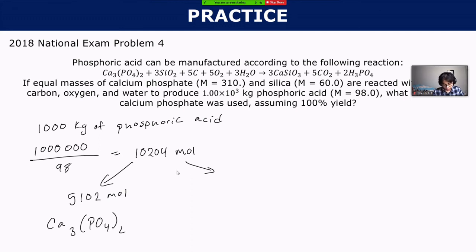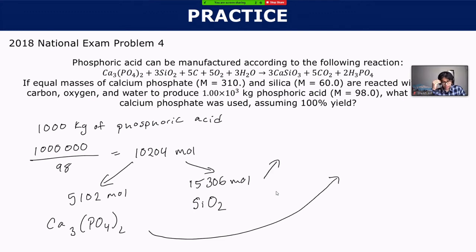And that is also going to be able to create 15,306 moles of silica. Silica is SiO2. Now we can turn these into grams, because we know that they have the same amount of grams. So if we take the one with the largest mass and we use that mass as the same mass that both have, then we know that we will be able to fully go through the reaction and produce the 1,000 kilograms of phosphoric acid that we need.